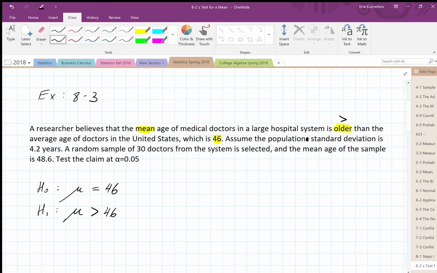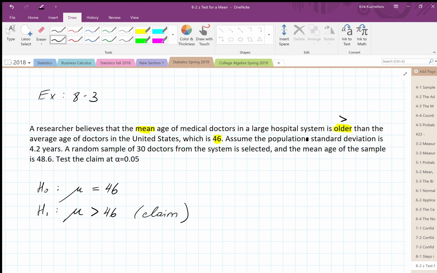So your wording makes a difference. Where is your claim? Because depending on the claim, the severity of type 1 and type 2 error changes. So if your claim is the alternative hypothesis, type 1 error is your biggest concern, and if your claim is in the null hypothesis, then your type 2 error is your big concern.